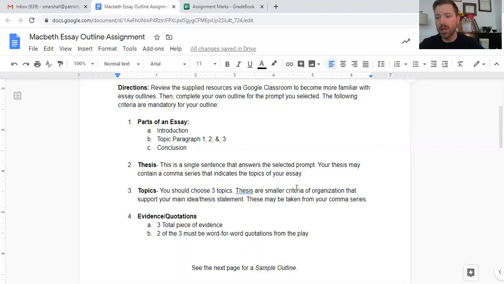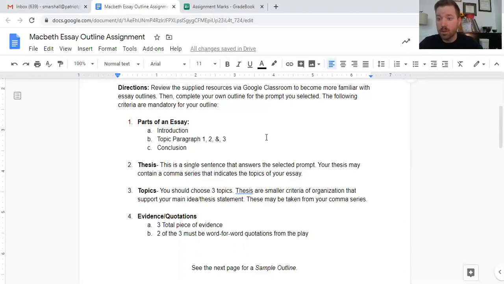You need a working thesis, which may change in the future, but do your best to answer that question as clearly as you can. Topics, so three subcategories under which you are arguing your main idea. And then the evidence portion, which is three total pieces of evidence, two of which should be word for word quotes from the text.